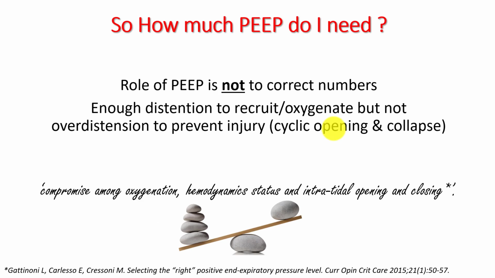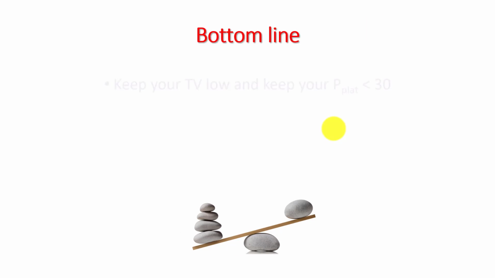So how much PEEP do you really need? One of the things you have to remember with this PEEP is that the role of PEEP is not to correct the numbers, and you want to use the optimal PEEP to distend your alveoli just sufficiently so that you are able to recruit and oxygenate, but not to overdistend, and you want to prevent the injury at all cost. In a very good article by Gattinoni, he aptly says you need to compromise among oxygenation, hemodynamic status, and intratidal opening and closing of the alveoli using PEEP.